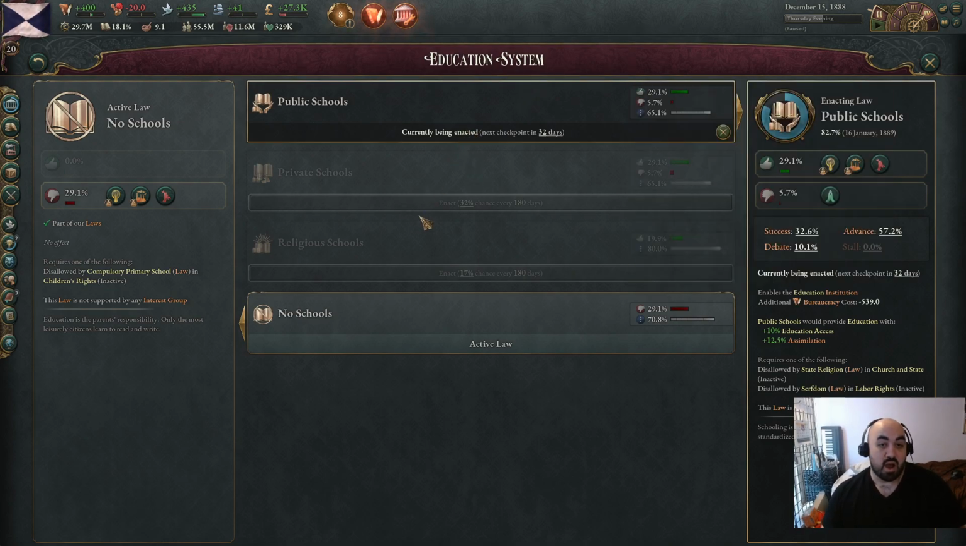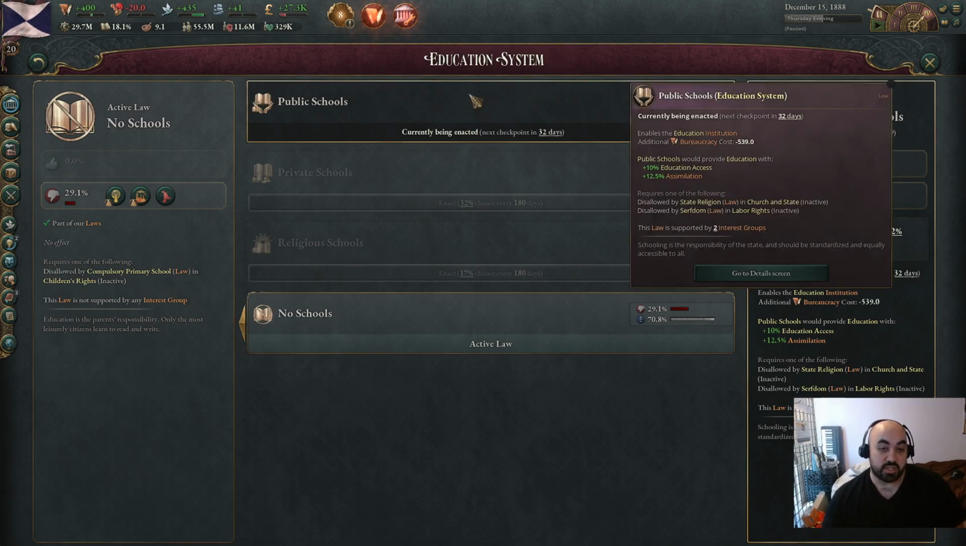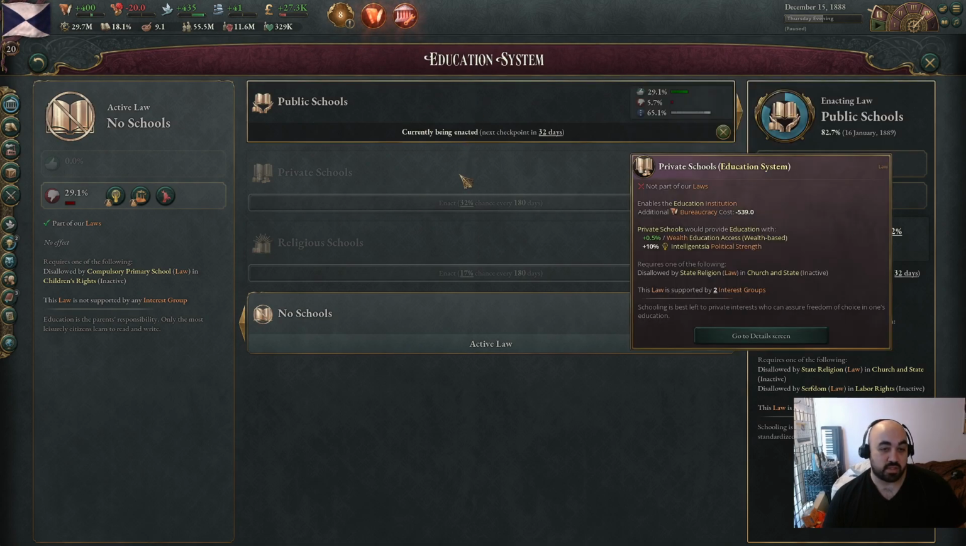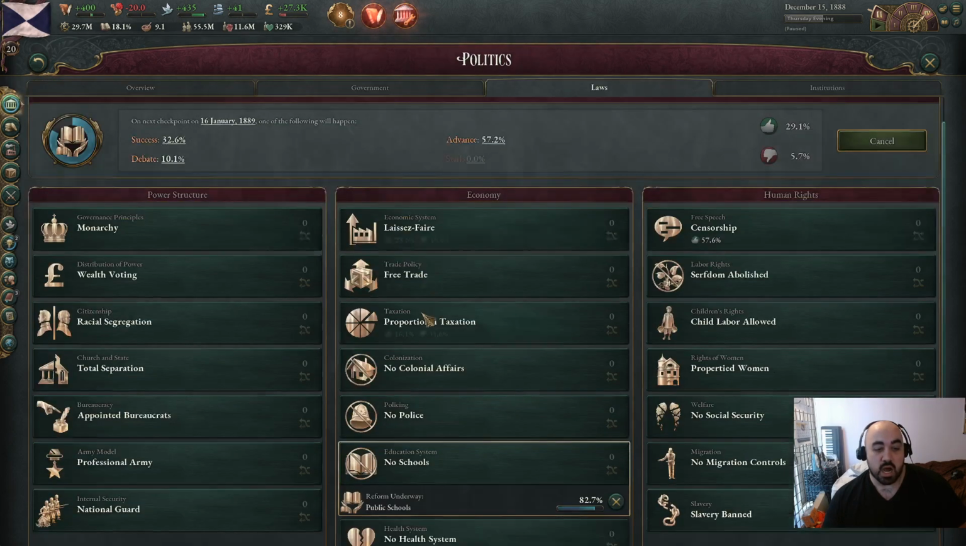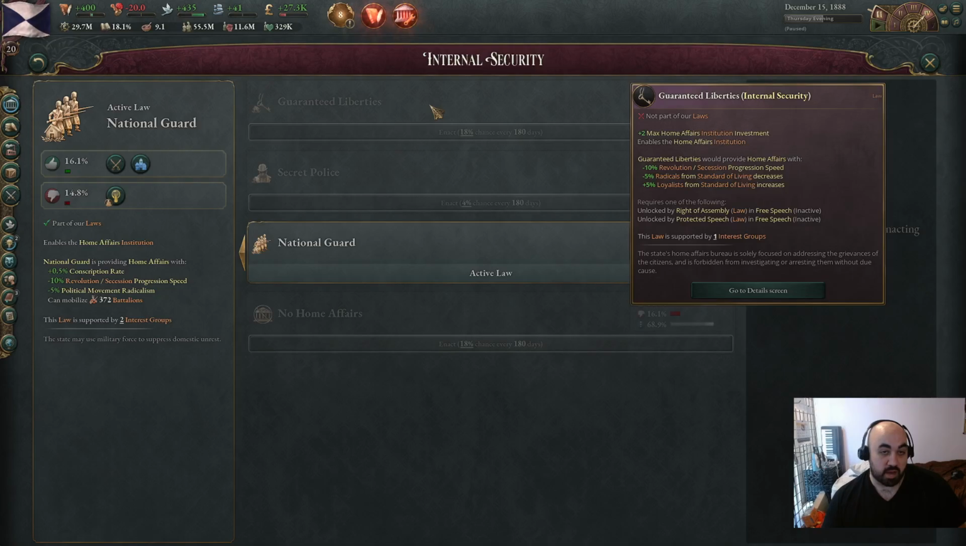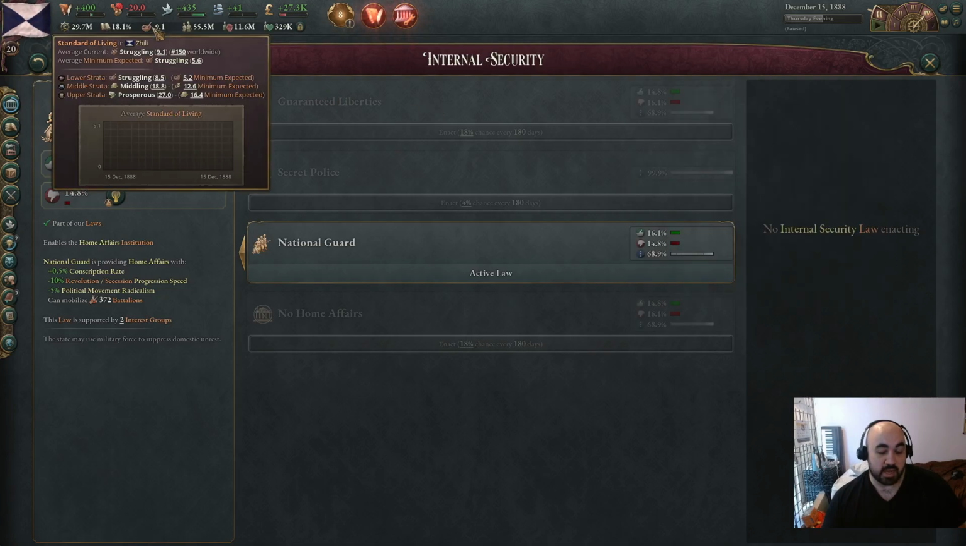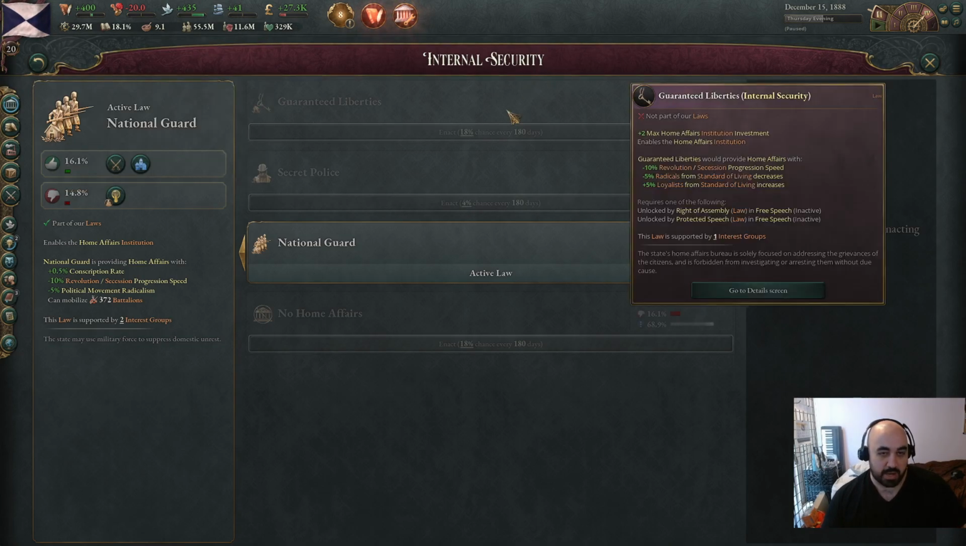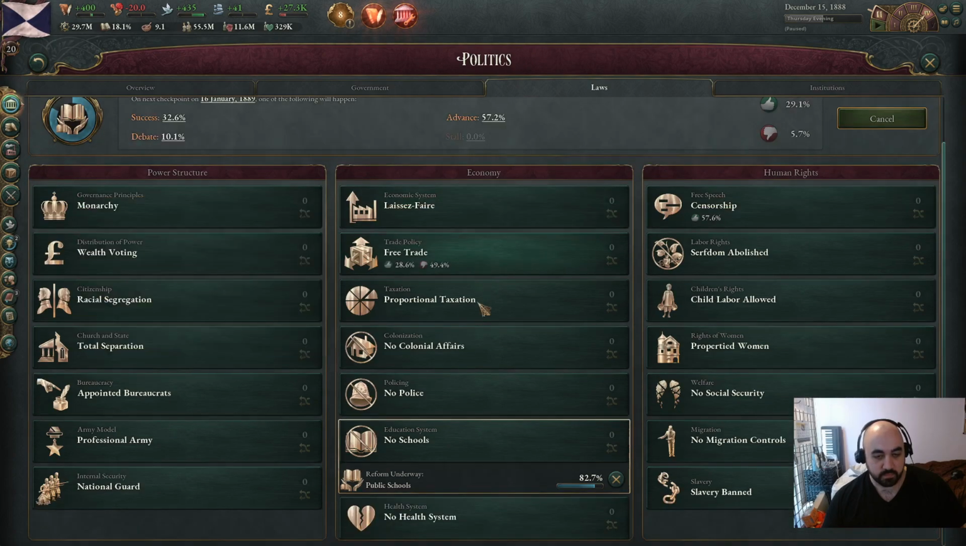In particular, public schools or schools in general, public schools is going to be better when you have a lot of peasants. Private schools is going to be better when you have no peasants. Guaranteed liberties is going to be generally better if you can constantly be increasing SOL, which is difficult when you have a lot of peasants. So if you are at a high peasant, high population country, probably not worth passing guaranteed libs very early.